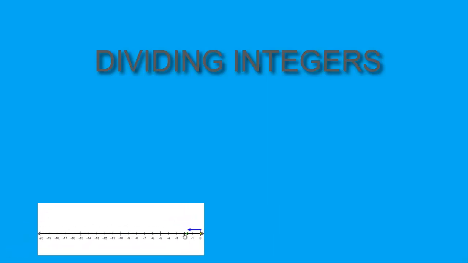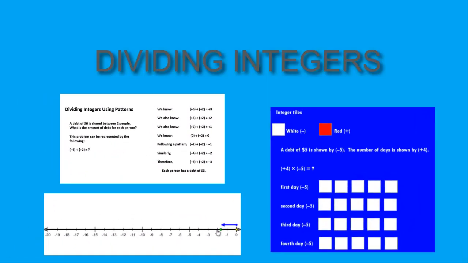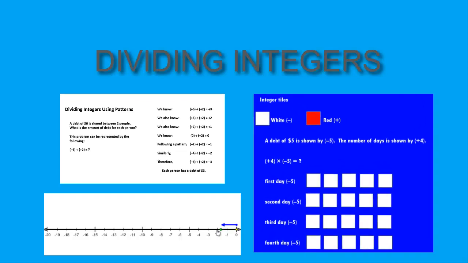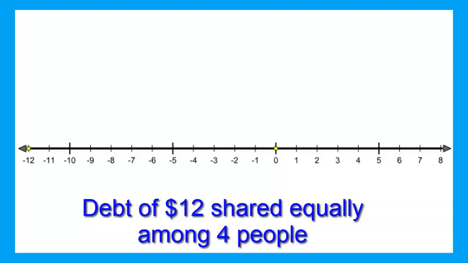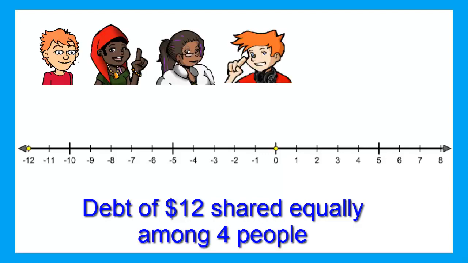The following activities explore division of integers using a number line, patterns, and integer tiles. Let's start with an example using a number line to show division of integers by equal sharing. A debt of $12 is shared equally among 4 people. What is the amount of debt for each person?